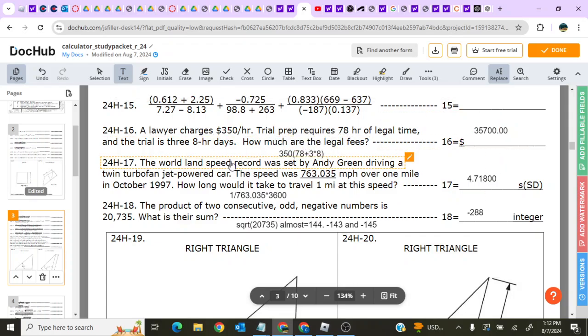Okay, World Land Speed Record set by Andy Green driving a car at 663.05 miles per hour. How long would it take to travel 1 mile?